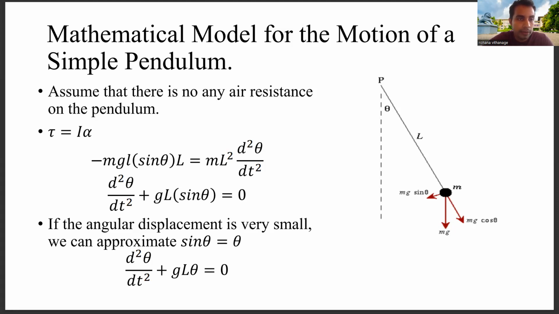Here I is the angular inertia, and alpha is the angular acceleration. So here theta is measuring angle, it means the displacement. And here we can see that in our mathematical model, we have obtained a second order differential equation. As we are considering a small motion, sin theta is equal to theta.